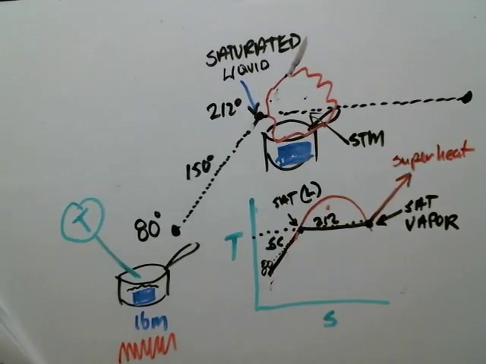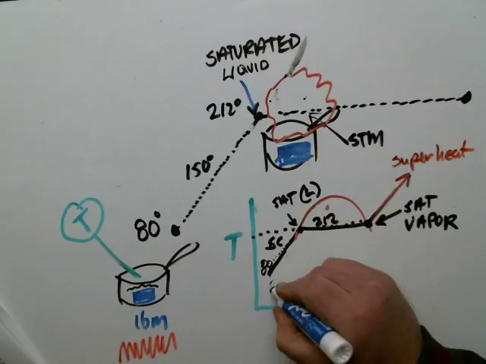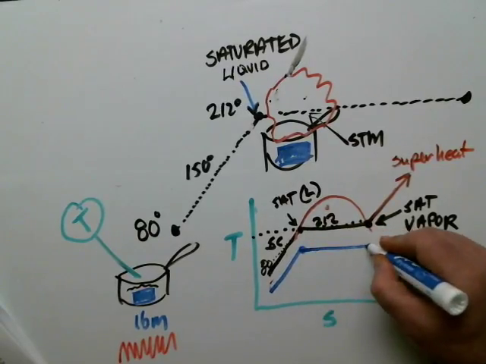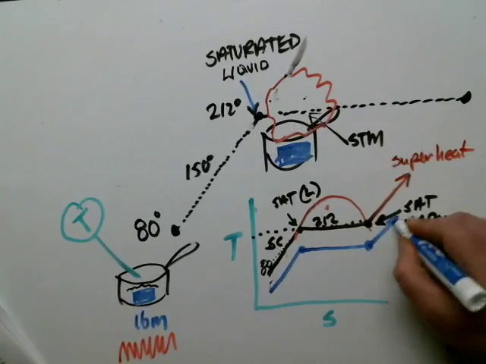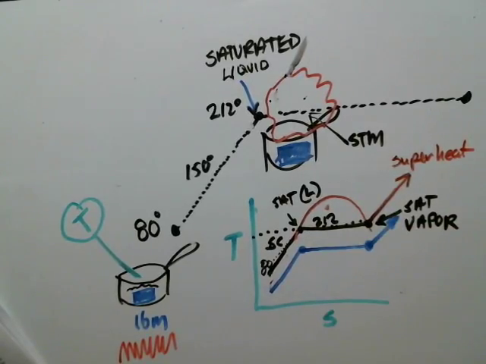If I was to plot something that is less than atmospheric pressure, it's going to come up, reach its saturation point, vaporize the fluid, go like that, and then I go to superheat. I could do the same thing above the atmospheric pressure line.